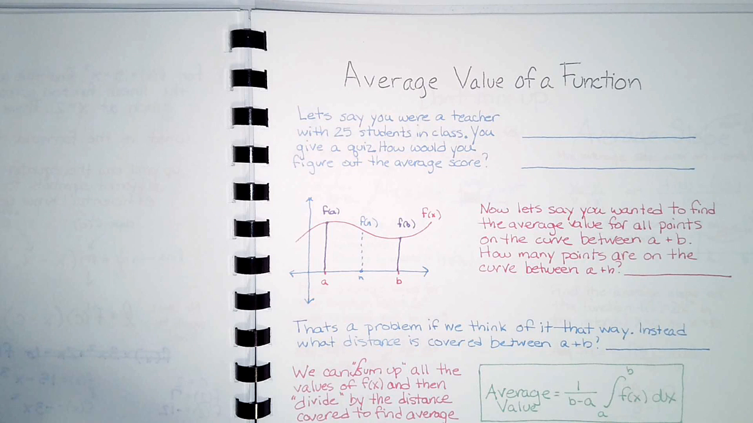So the average value of the function is going to be the integral from a to b of f of x. Remember, that's going to add up all the values of f of x. And then we're going to divide it by the distance, b minus a. Sometimes they write it like this, b minus a. Makes no difference how we write it. You're going to take a function, integrate it, and it's going to sum up all the values, and you'll divide by the length of the interval. It really isn't complicated.